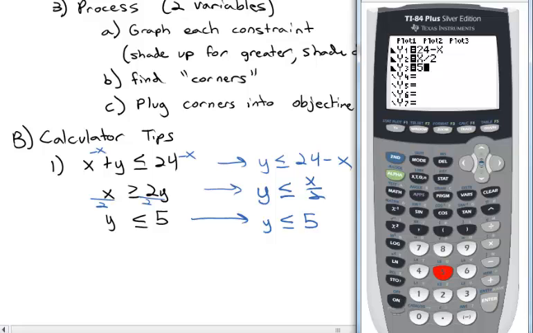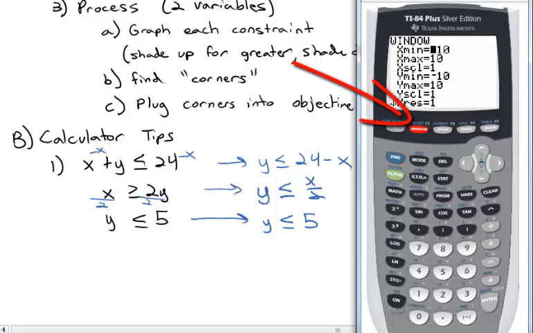Now we'll go to the window button. Before we graph this, we want to pick an appropriate window. Right next to y equals is window. And you see x min and max go from negative 10 to 10. Now for our example, and the examples we're going to be seeing, it's not going to make sense for our variables to be negative. So we're going to pick our minimum value to always be 0.